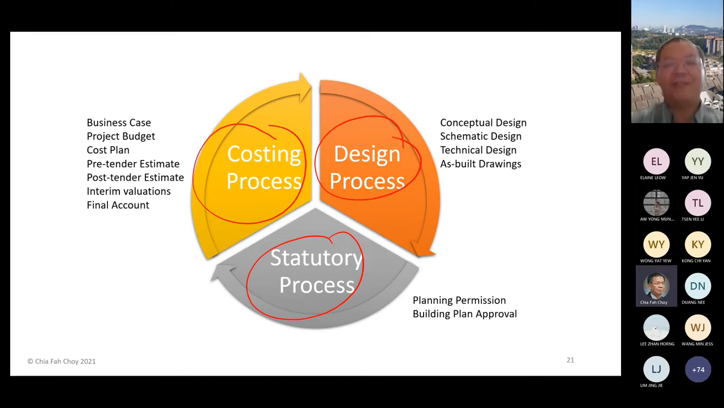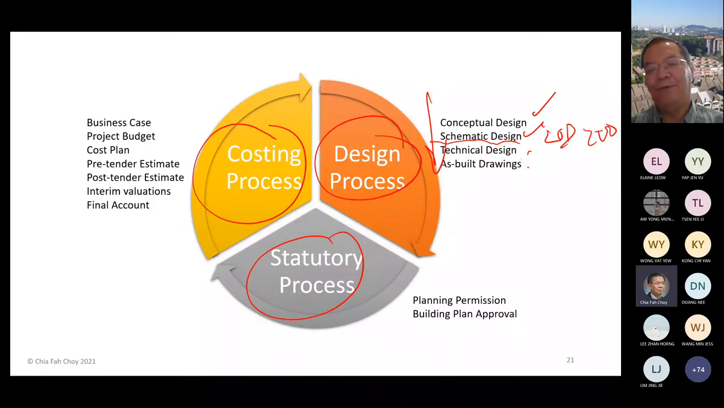For the design process, mainly I am involved with the designer. You start with a conceptual design, then your schematic design. Schematic design is what we call LOD 200, more or less. That is your drawing, and it stops here. Then technical design, where you need to provide more detail like the reinforcement, and the as-built drawing. So in terms of drawings, you can see these are the processes I am involved in.